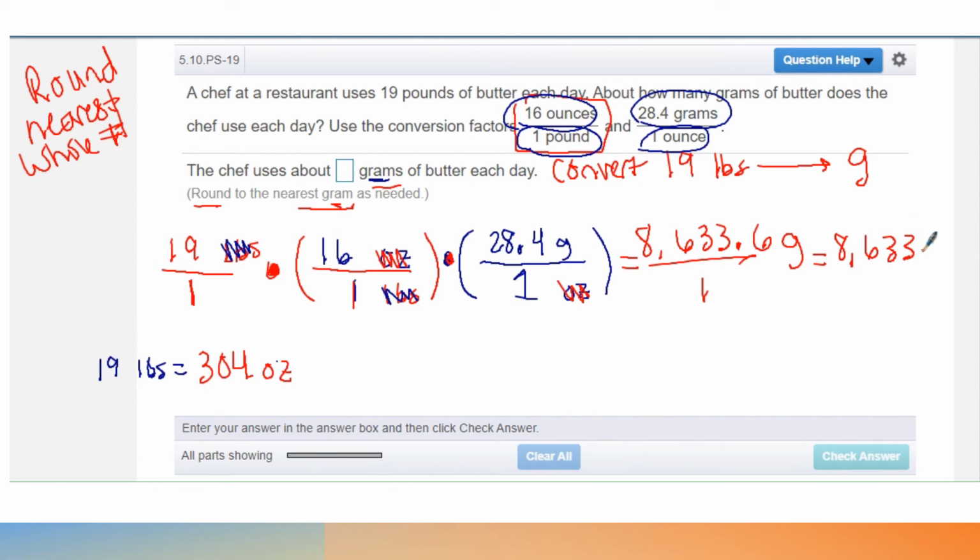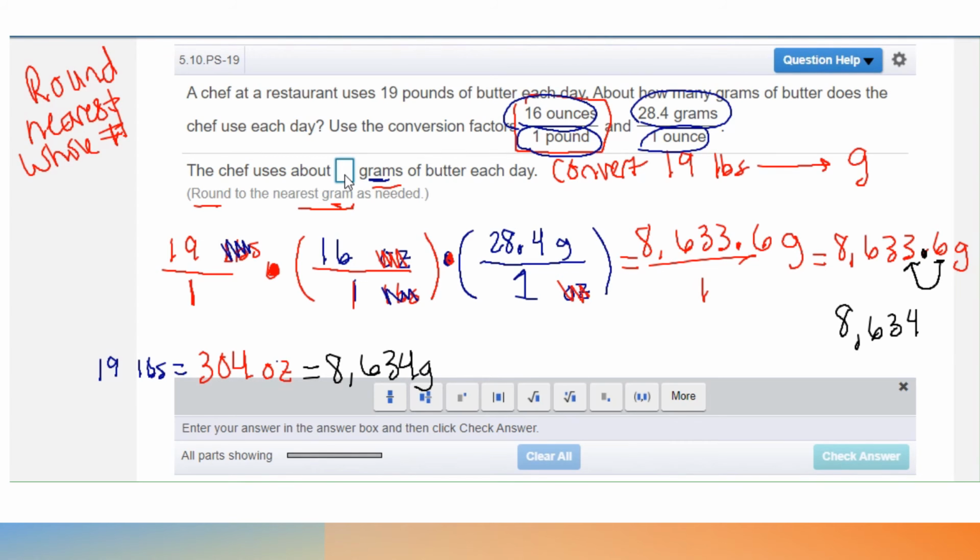Now the final answer says round to the nearest gram. So I need to round to the nearest whole number. I need to look at the tenths place, which is the 6. Since 6 is 5 or more, I need to go up with the ones place. So my final answer is going to be 8,634 grams. So we can conclude that all of these are equivalent if we use our conversion factors.